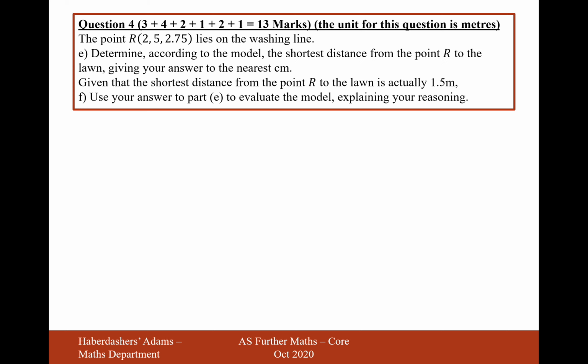And then moving on to parts E and F, the point R lies on the washing line. Determine, according to the model, the shortest distance from the point R to the lawn, giving your answer to the nearest centimetre. So what this question here is testing is the distance from a point to a plane. So this is the coordinate 2, 5, 2.75. And there's actually a big formula in your formula booklet that will help you work out the shortest distance from a line to a plane.